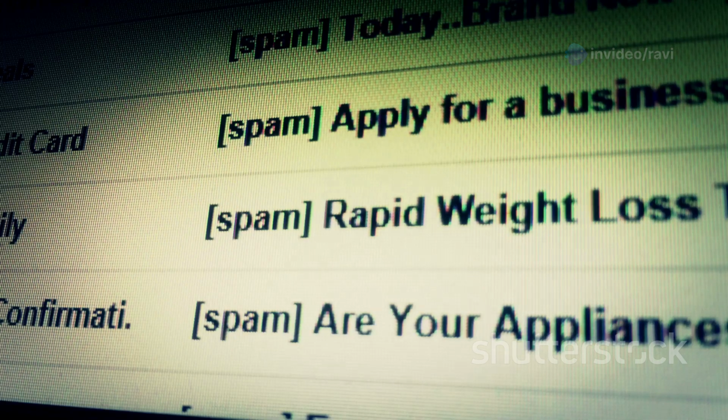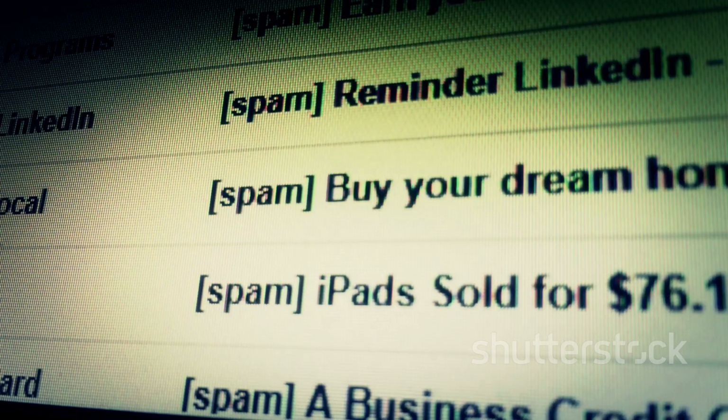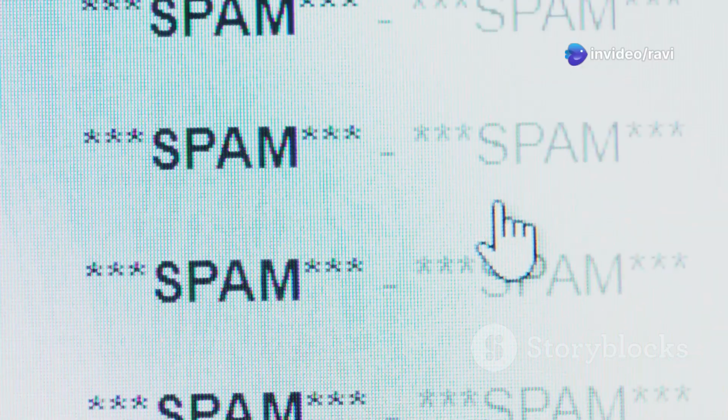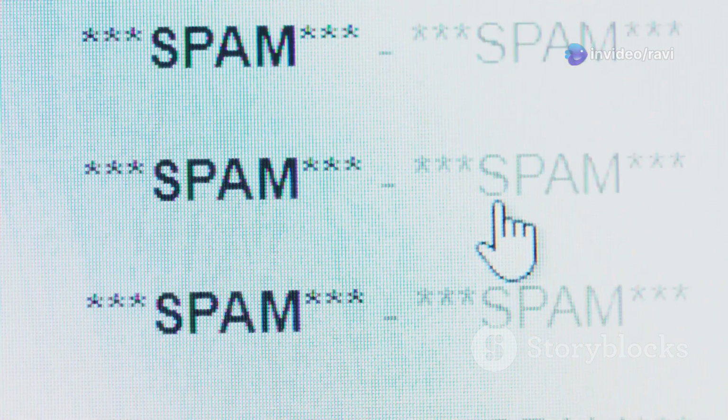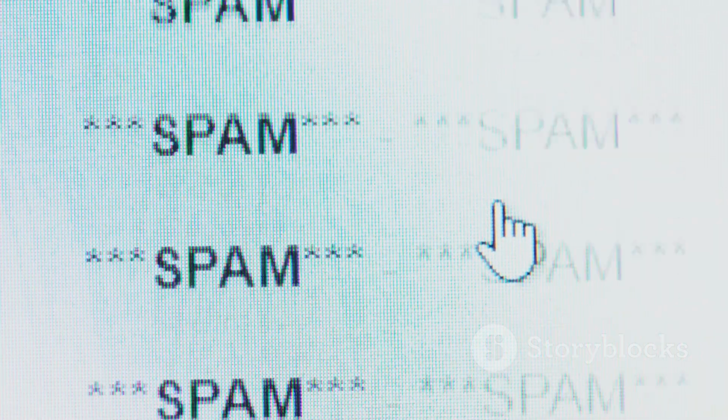Let's take spam email detection. The way your inbox knows to filter those out is through supervised learning. The algorithm was trained on tons of emails, some labeled spam, some labeled not spam. It learned to recognize the patterns, the keywords, the sketchy sender addresses, and now it can pretty accurately predict whether a new email you get is going to be junk or not.